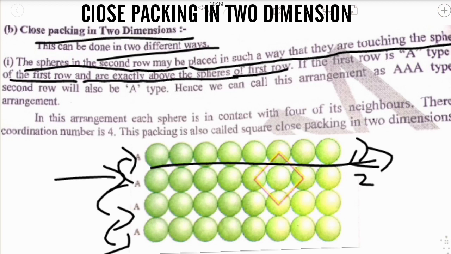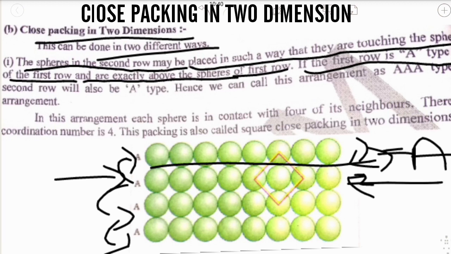If the first row is A type, the second row will also be A type. What does this mean? This means they are the same, they look the same, and they are touching each other above the first row.